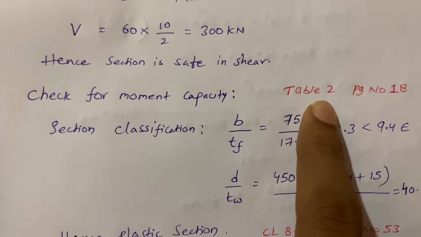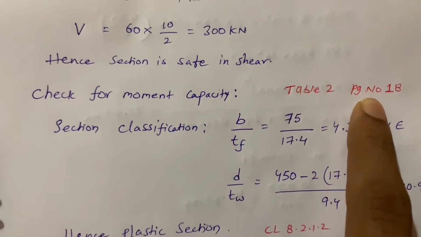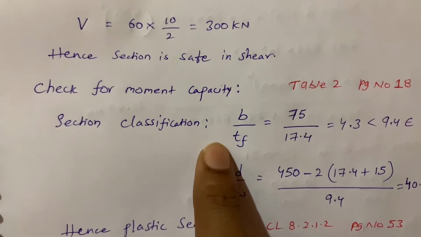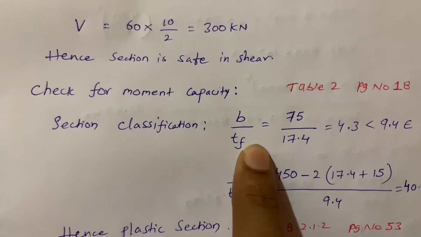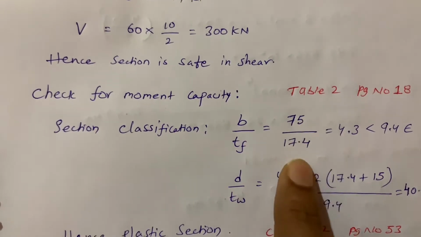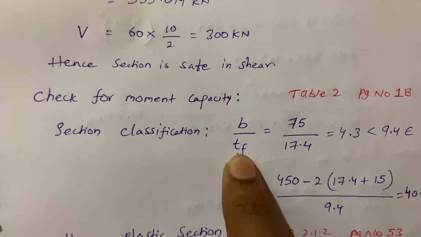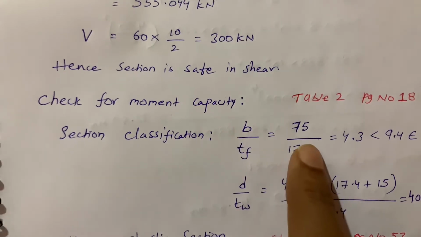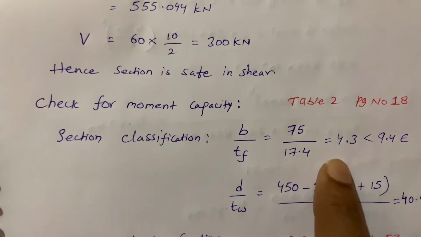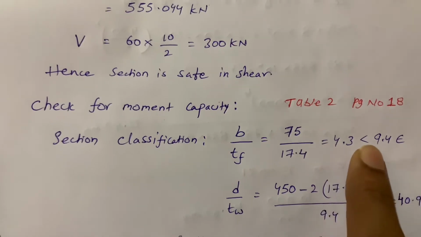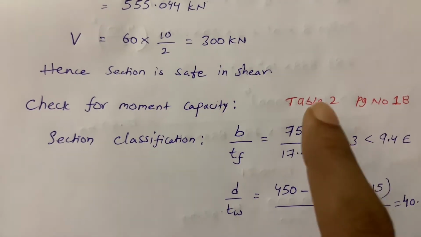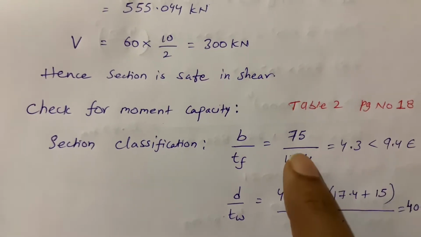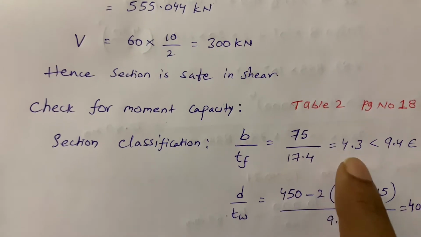For this, in table number 2, page number 18, IS 800 2007, we need to classify the section. That is, section classification is there. b by tf we need to do. That is, b is 75 by 17.4, the thickness of the flange for ISMB 450, which is available in the steel tables book. But here the b value is 75. Okay, and that equals 4.3. In table 2, the condition is b by tf less than 9.4 epsilon. So 75 by 17.4 equals 4.3.